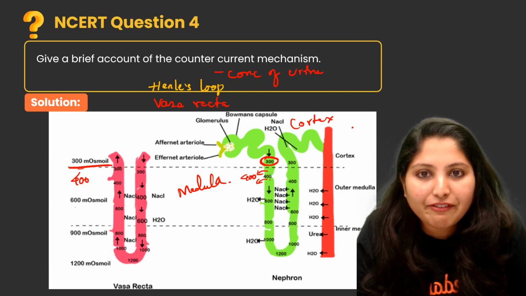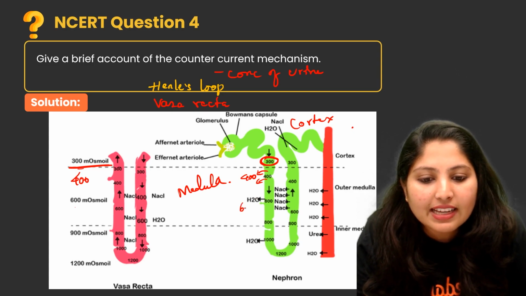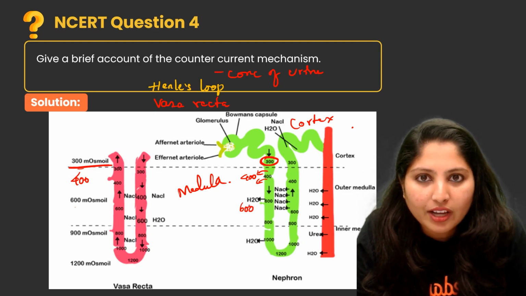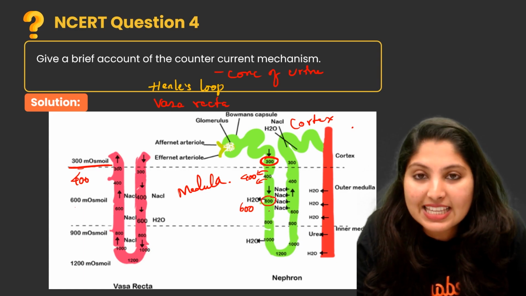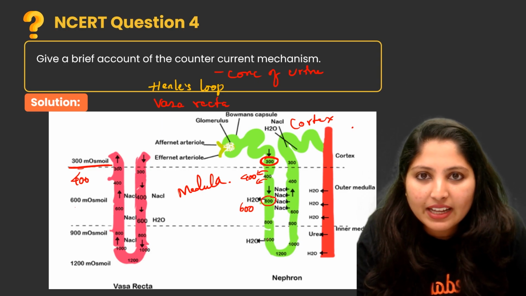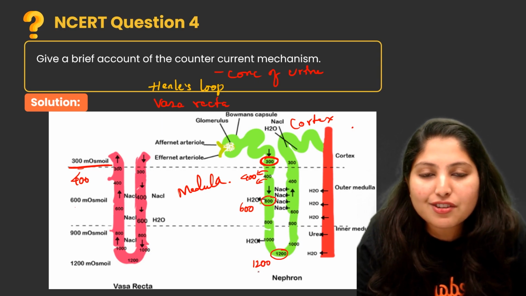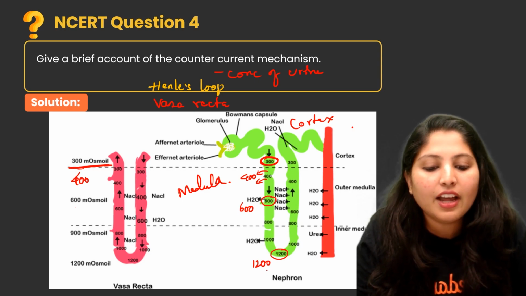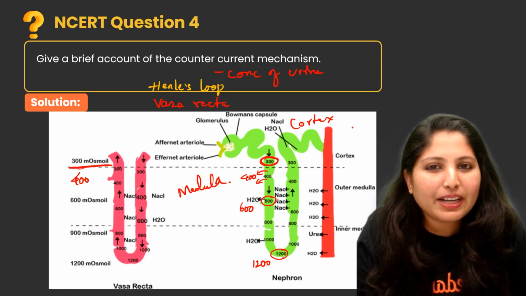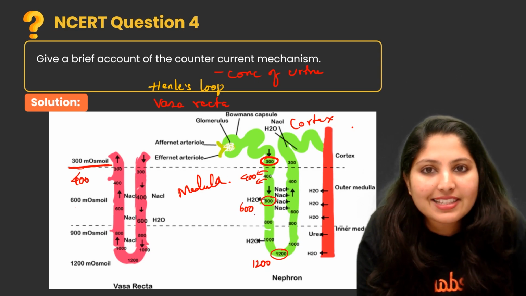And when this filtrate enters deeper inside, the interstitial concentration is 600. To maintain that, water will come out, and here the concentration is 600. And this filtrate is moving further, and finally it reaches here, where the concentration of interstitial fluid is 1200. To maintain that, this filtrate also loses water and becomes more and more concentrated. So water is removed here, right?